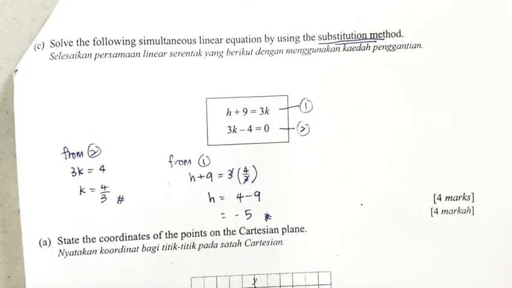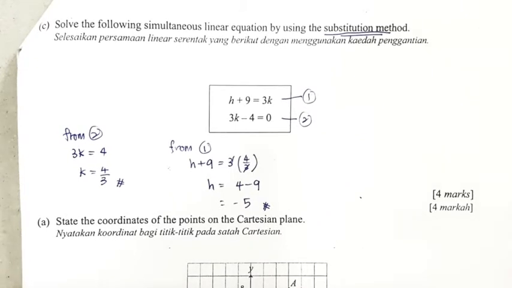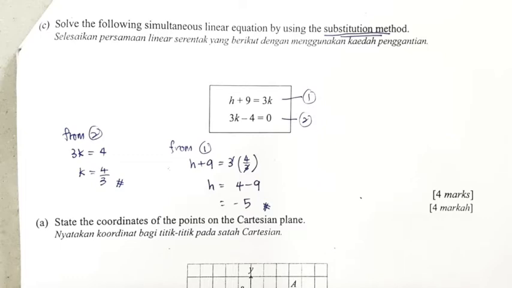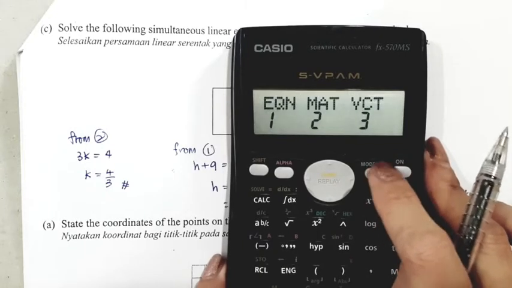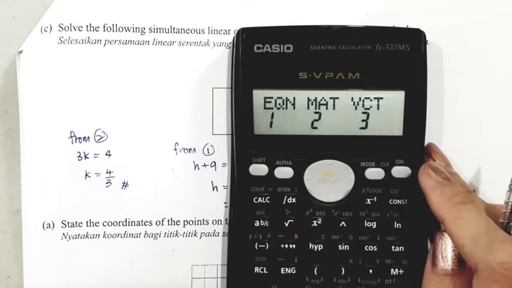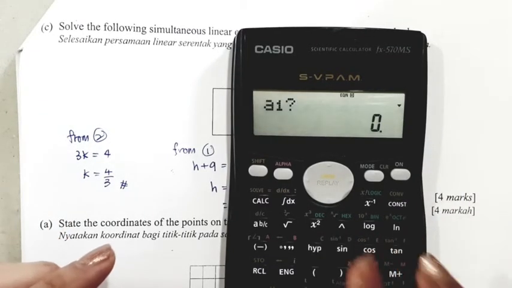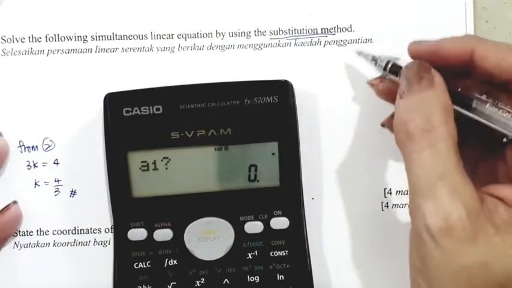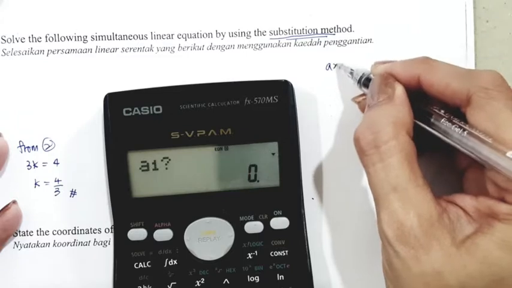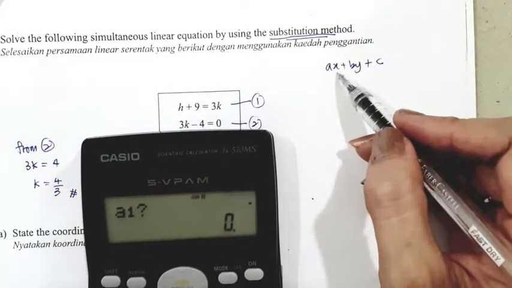Now, if you really do not know how to do this, you can use your calculator to give the answer. How? You go to mode, 3 times, equation, choose equation, and how many unknowns do you have? 2. So choose 2. Now, what is your A1? For this one you have to learn to write in terms of AX plus BY plus C. You have to write in this format. A will be the coefficient.